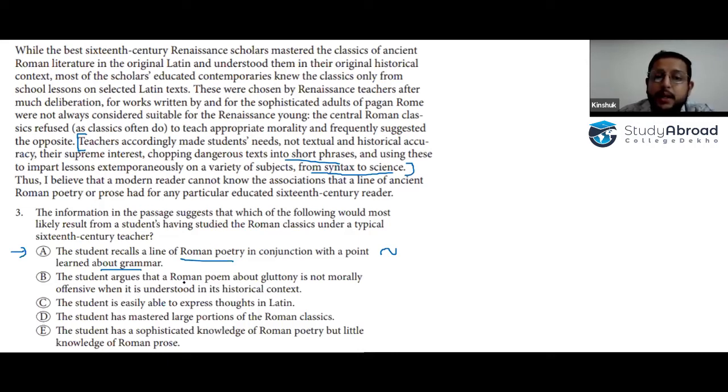So the teachers had cut down the text. This has nothing to do with that, right? So how would they argue that in the historical context it is morally not wrong, not offensive? So no, B cannot be your answer.